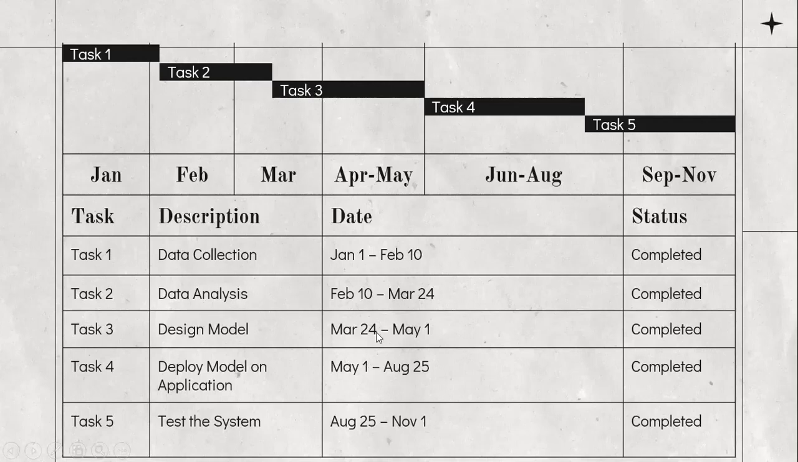Then from March 24th to May 1st, we shall design the model. From May 1st to August 25th, we shall deploy the model on a mobile application, and also design a web application that will be used by our administrators. Then from August 10 to November 1st, we shall test our system to see how it operates.